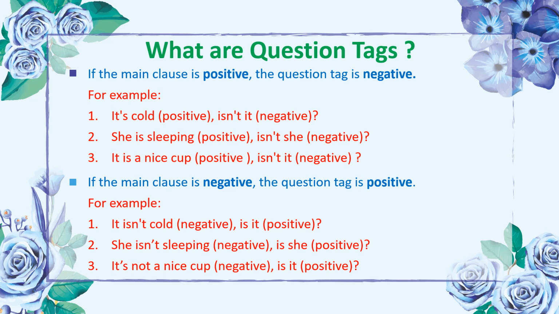Second rule, that if the main clause is negative, the question tag will be positive. If the main clause before the comma is negative, then the question tag will be positive.